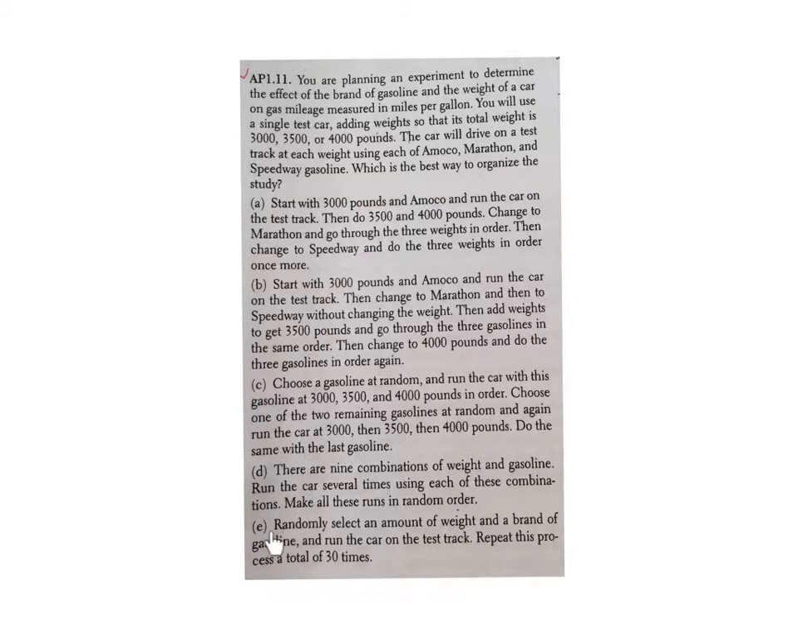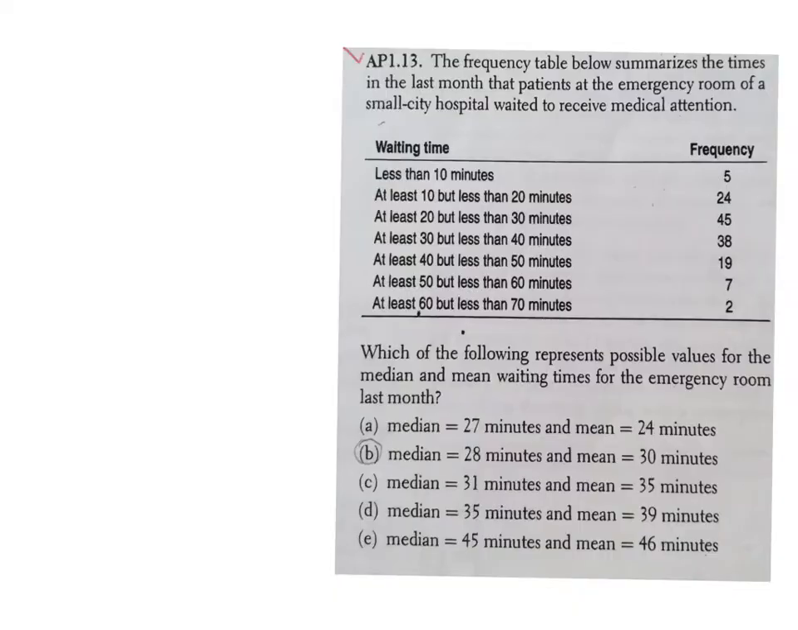Well, this one doesn't work: randomly select an amount of weight and a random gasoline and run the car on a test track. Repeat this process a total of 30 times. If you do that 30 times randomly, there's a possibility that you run the same gas with the same weight all 30 times. So we want to make sure that every gas and every weight gets used. So letter D is the best way to do this in the most random way. Okay, totally random.